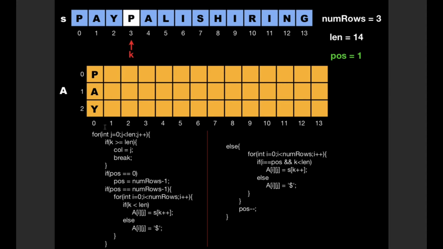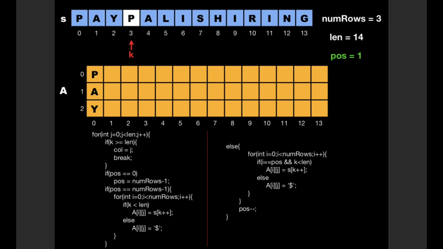So we perform the next iteration where we check whether k exceeds the length. Since it does not, we then compare the value of position. Since the value of position is neither 0 nor equal to number of rows minus 1, we get into this else condition where we again run a for loop from i equal to 0 to number of rows, that is for the second column. And if i is equal to position, then we copy that particular character from s into the array A. Else we insert a dollar sign in the array A.